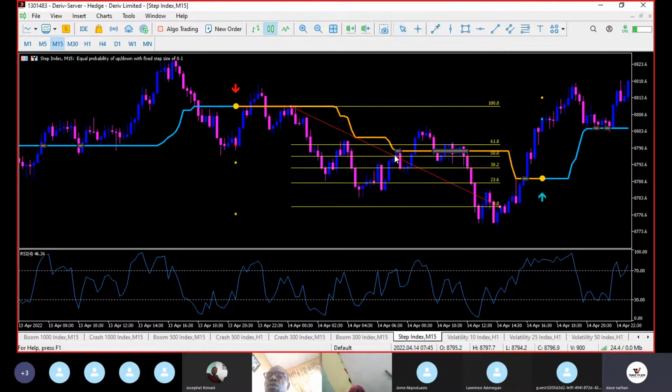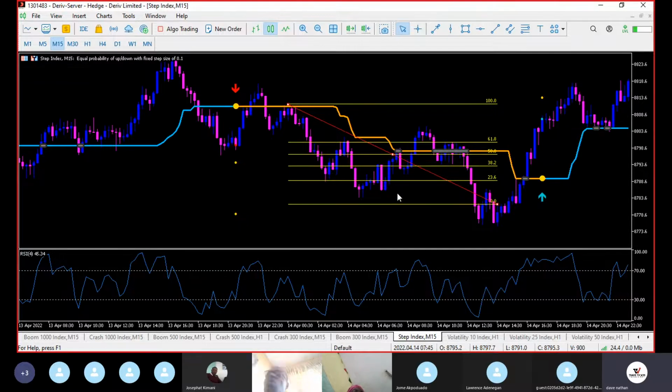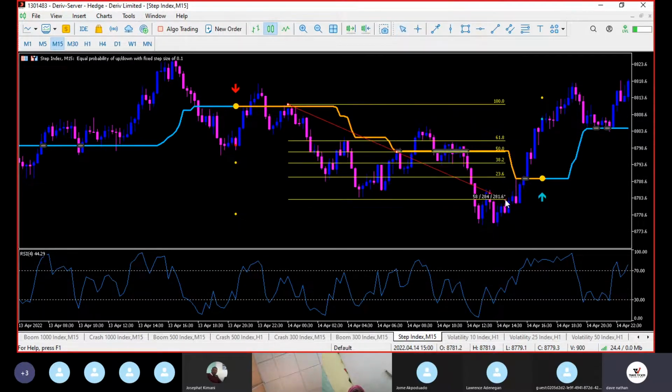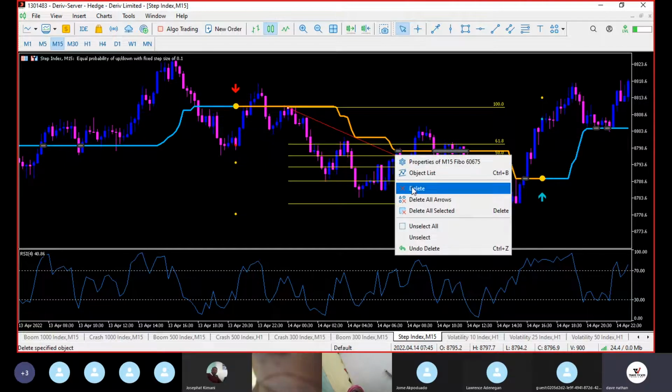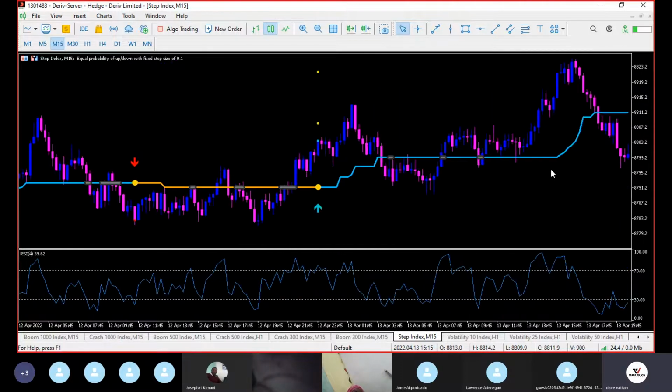Works a lot more for me. So let's see from here, from here to this point, price actually broke through all this, so there was no perfect retest and all that. But maybe I can see better examples.